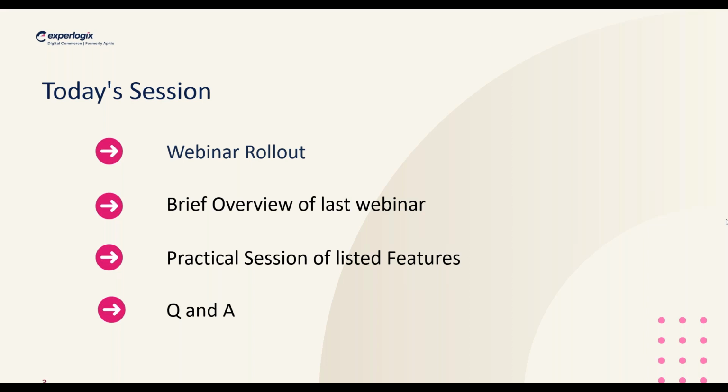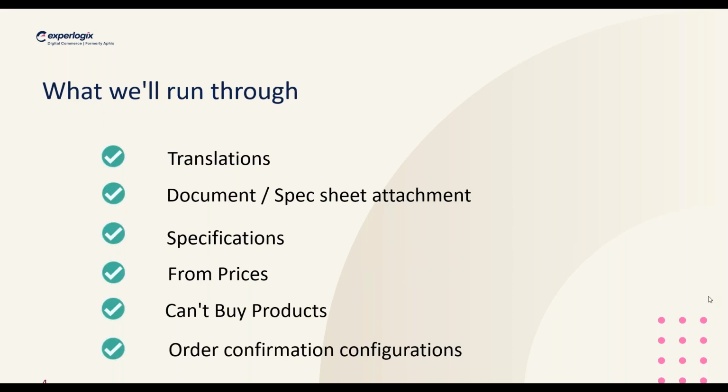Today's session is to cover a range of items that our customers have repeatedly looked for some assistance with regarding the web shop management of content, from product translations to order confirmation configuration. In this session today, we'll be covering translations, what they are and how you can use them to get the most out of your web shop, document and spec sheet attachment, product specifications, from prices and product options, can't buy products, and order confirmation configuration.